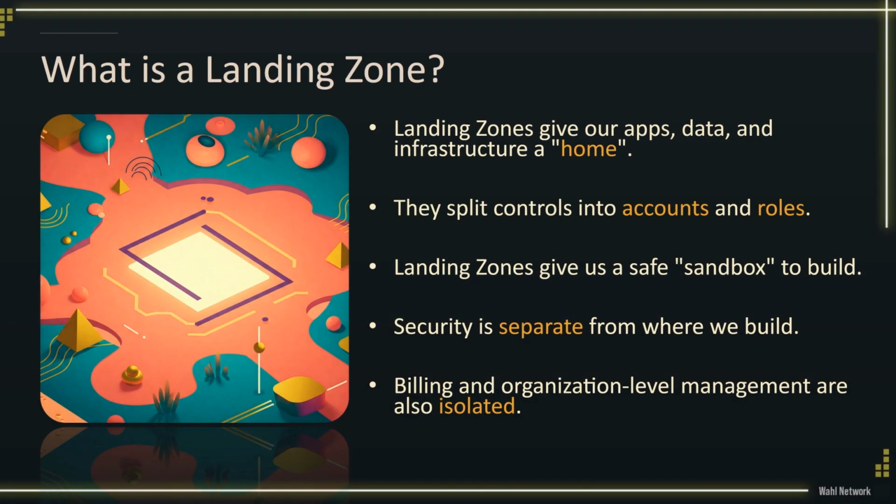Landing zones are just a place where we can create a kind of home for our applications and our data and our infrastructure. What we do is we take all the controls for an environment, such as who has access to audit things, where do our logs go, who can create accounts, how do we view and monitor the activities going on within our environment. And we split those controls into different AWS accounts and apply permissions to different roles to view and manage and operate those accounts.